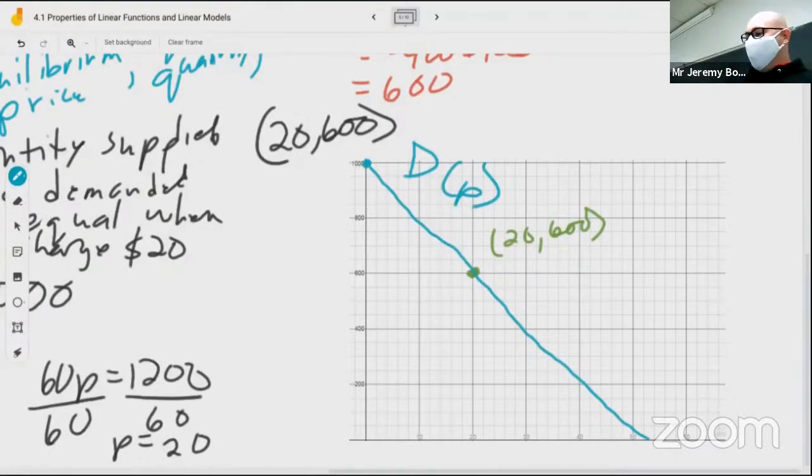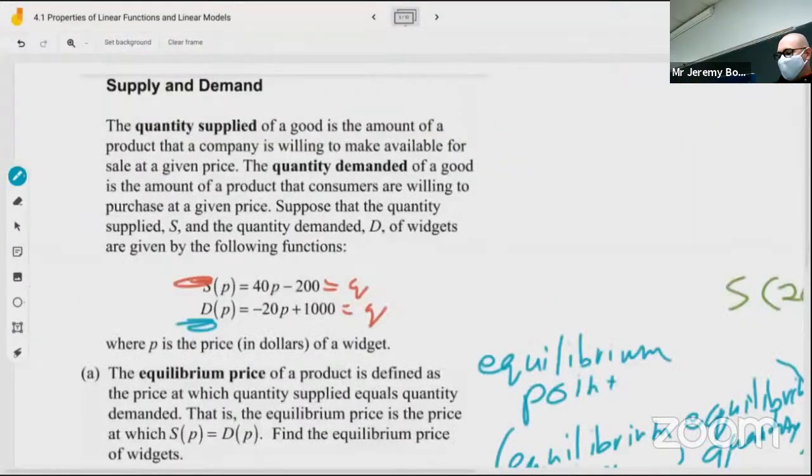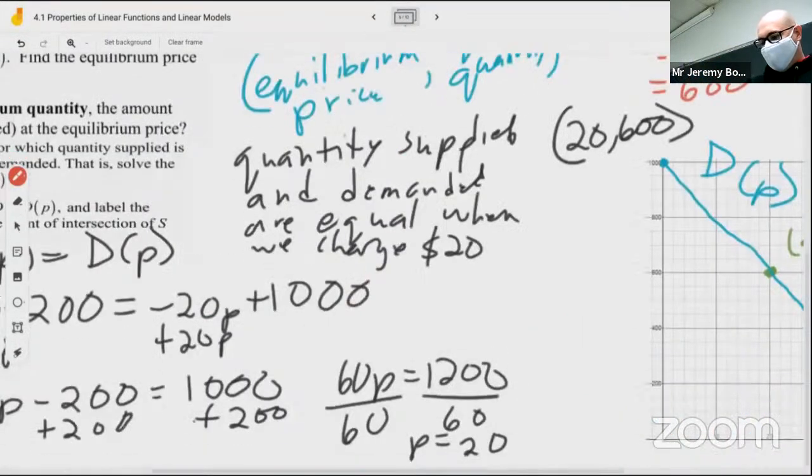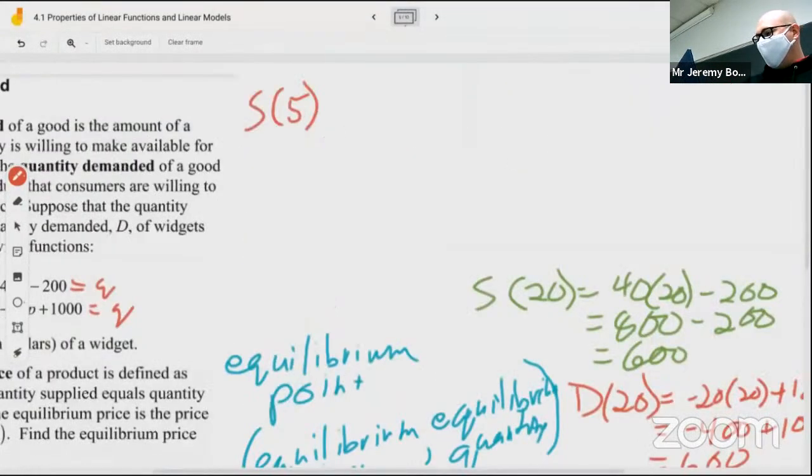The supply function is not as easy, because my y-intercept there is negative 200. I don't have that on my graph. So we could plug in a P value and see if we get a good Q value. Now, the one thing I see is if we plug in a P of 5, if I do S of 5, do I have 5 on there? 1, 2, 3, 4. It might be kind of tough. Let's try S of 10. Let's see what we get.